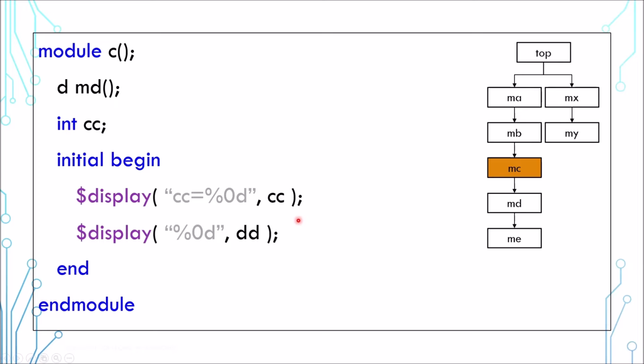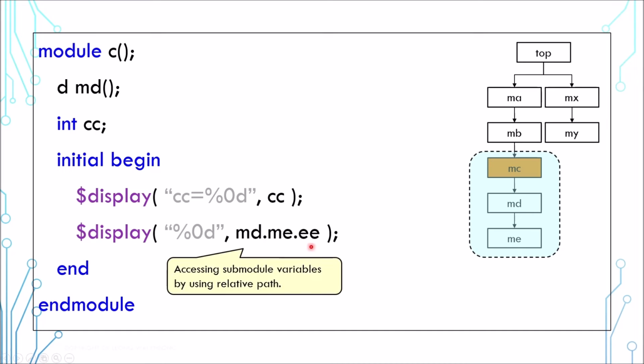Having said that, module C is a subsystem where it has a module D, and module D has a module E. And as such, module C can access variable DD by using the path md.dd. It can also access variable EE by using the path md.me.ee. This is generally considered as a relative path, and it is reliable because module C will always have a module D, and module D will always have a module E. There is, however, no way to refer to a parent module. Generally speaking, a module would never know if it itself is being instantiated by another module.